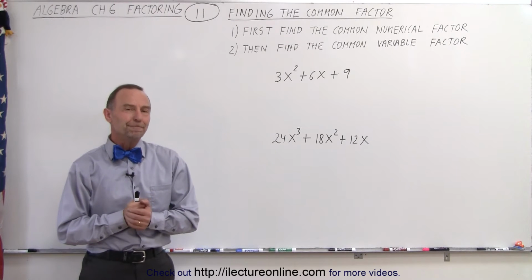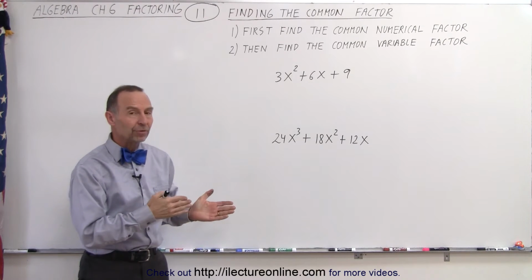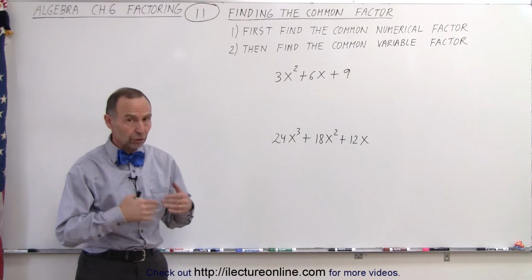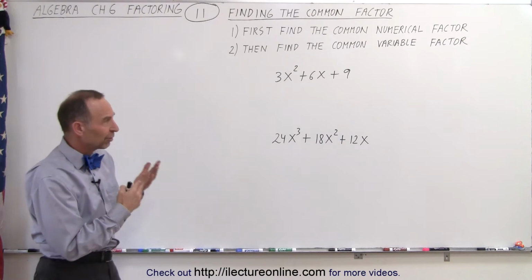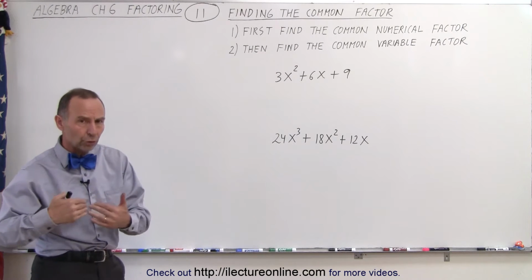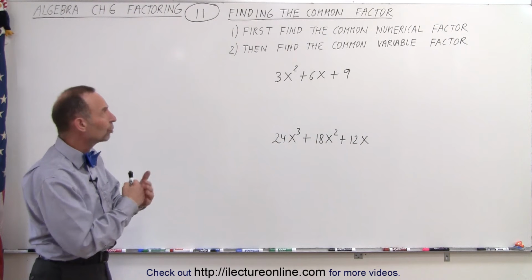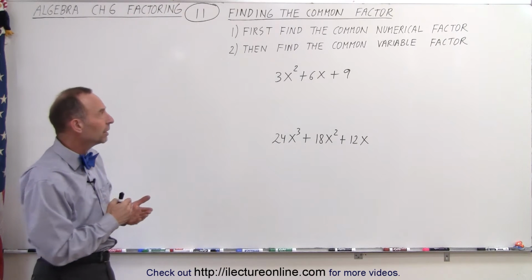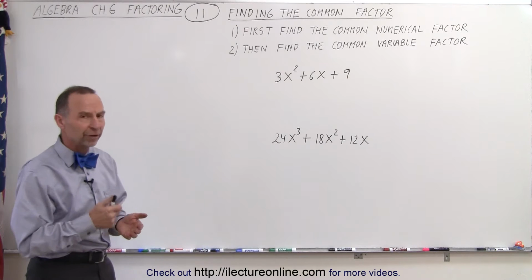Welcome to Algebra Online. Here we have a couple of examples of how to find the common factor. First, we're just going to look at it, and by visual inspection we should be able to pull out the common factors. But there's a certain order which we should follow. First, we want to find the common numerical factor, and then we find the common variable factor.